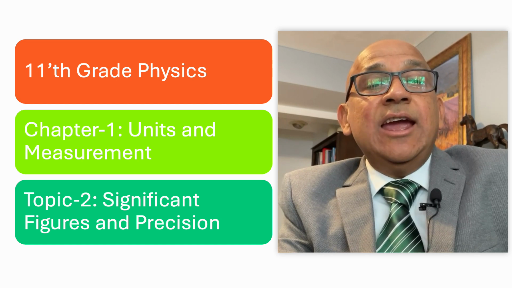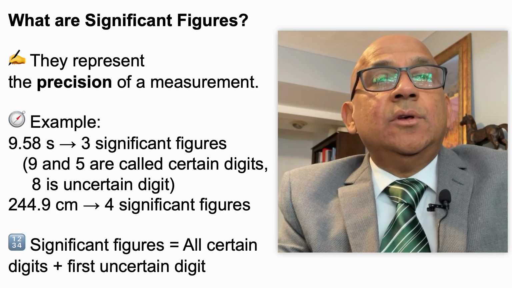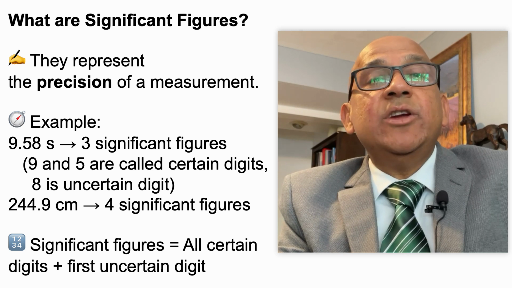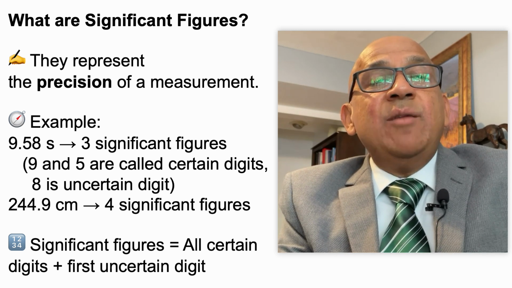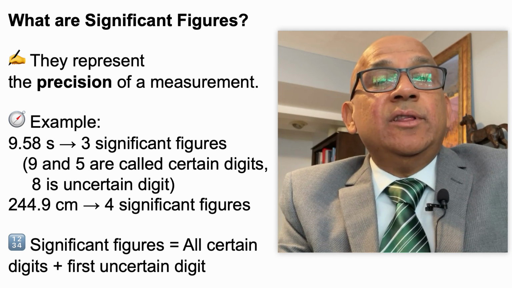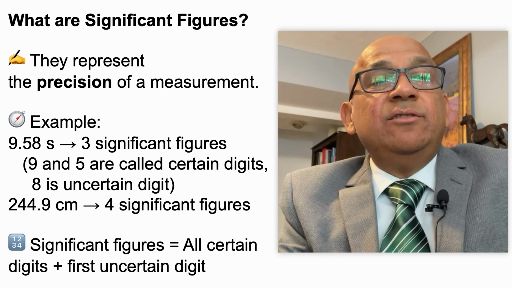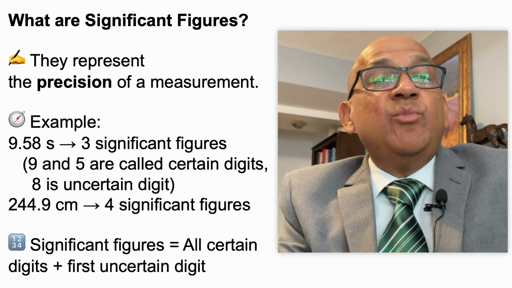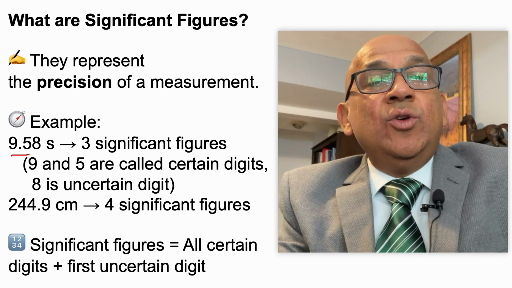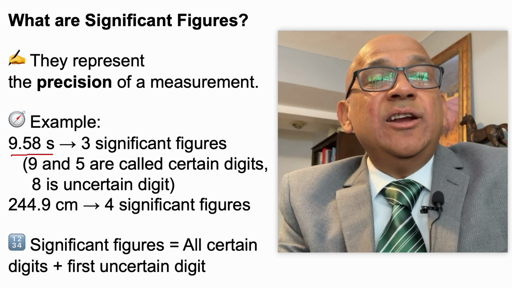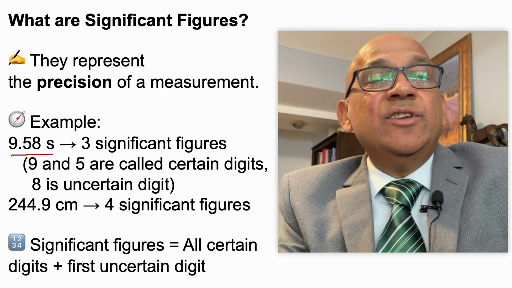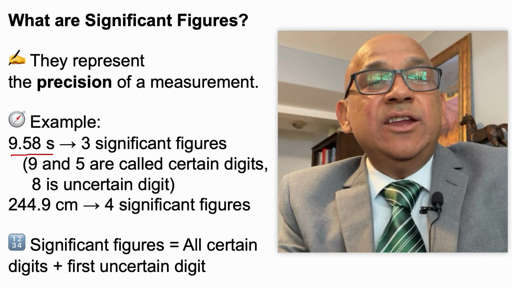Significant figures and precision. Significant figures represent the precision of a measurement. For example, the world record for the 100-meter race is 9.58 seconds. So here you see in this number there are three significant figures which are 9, 5 and 8.